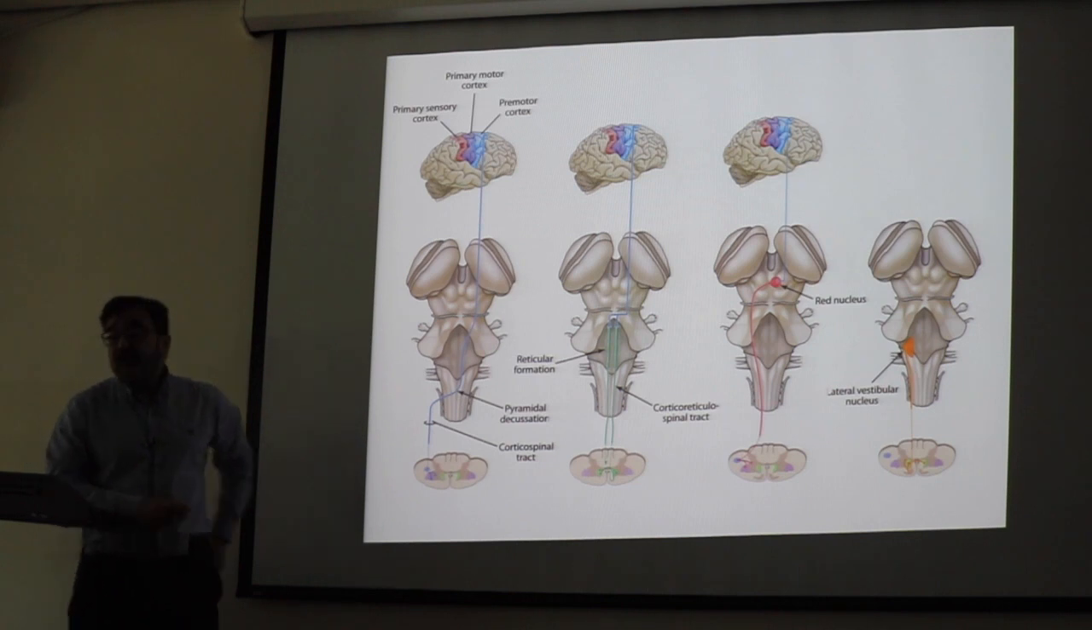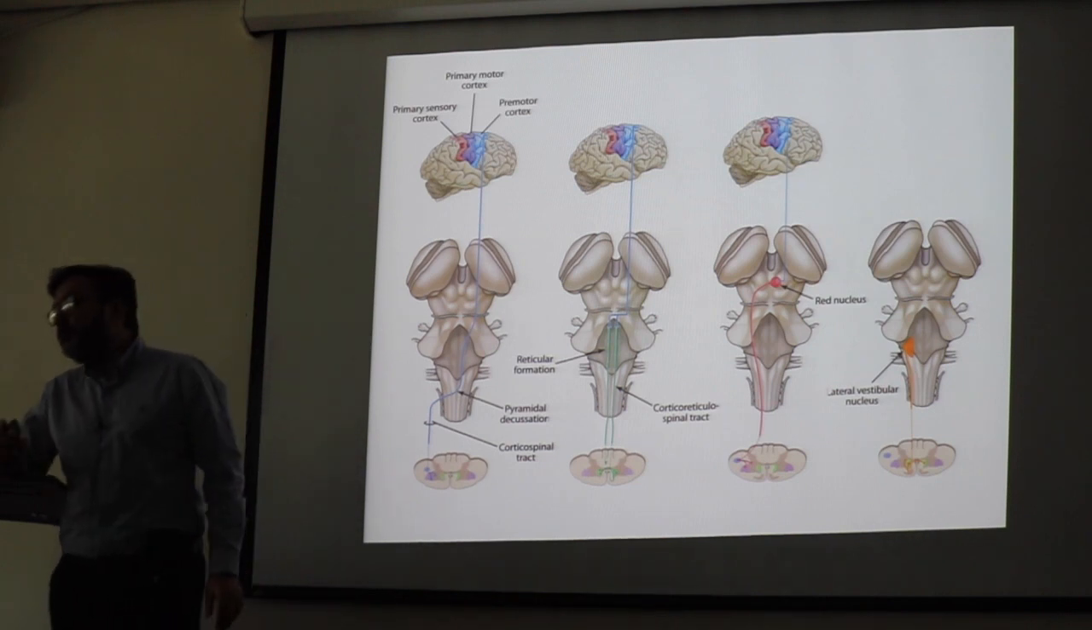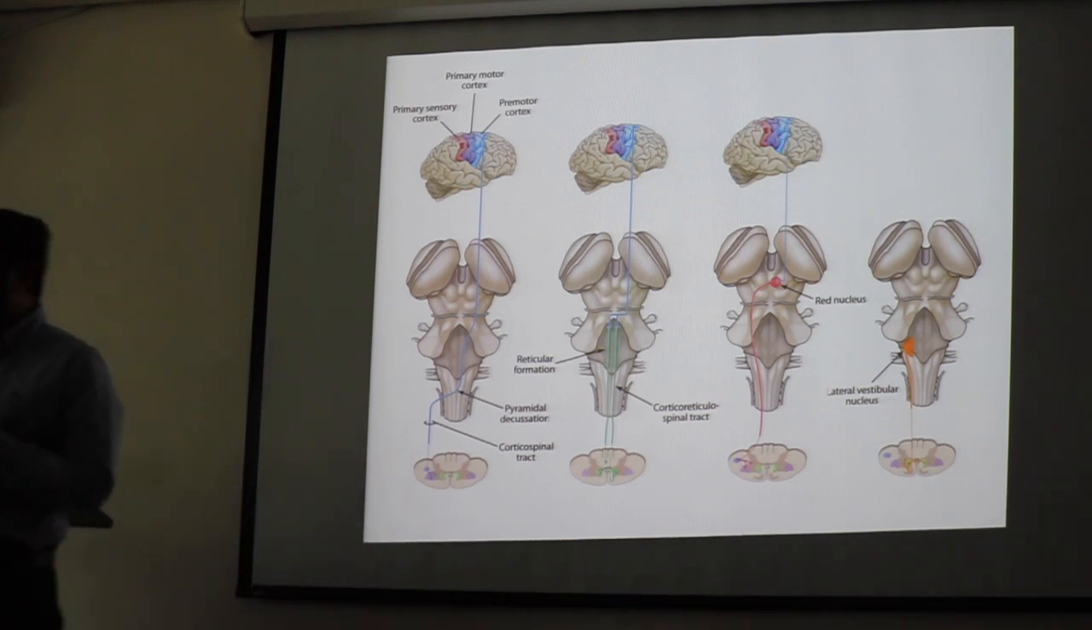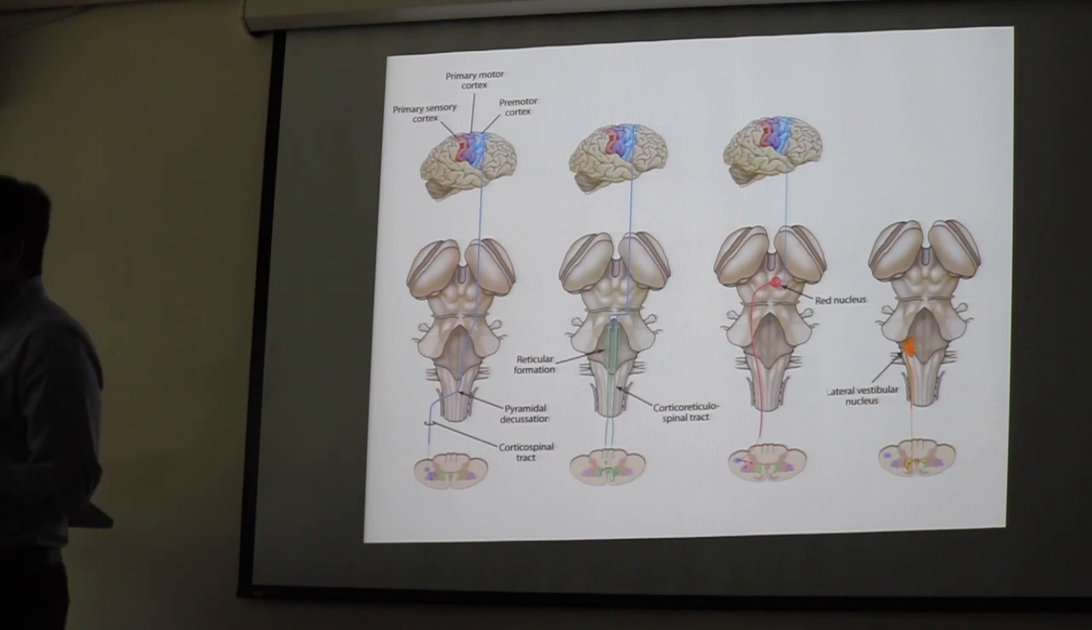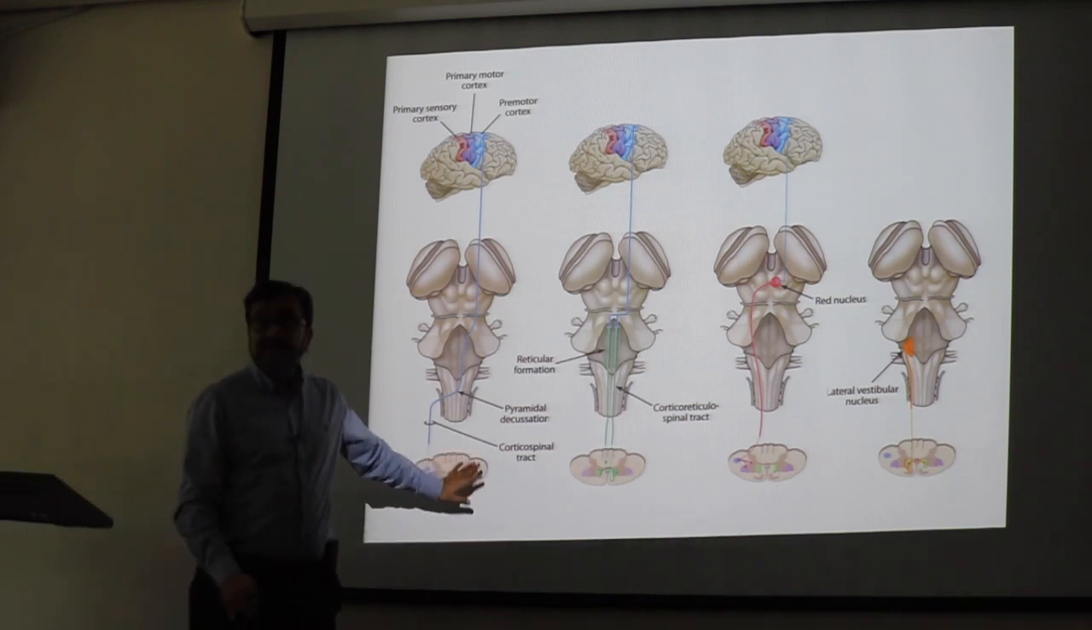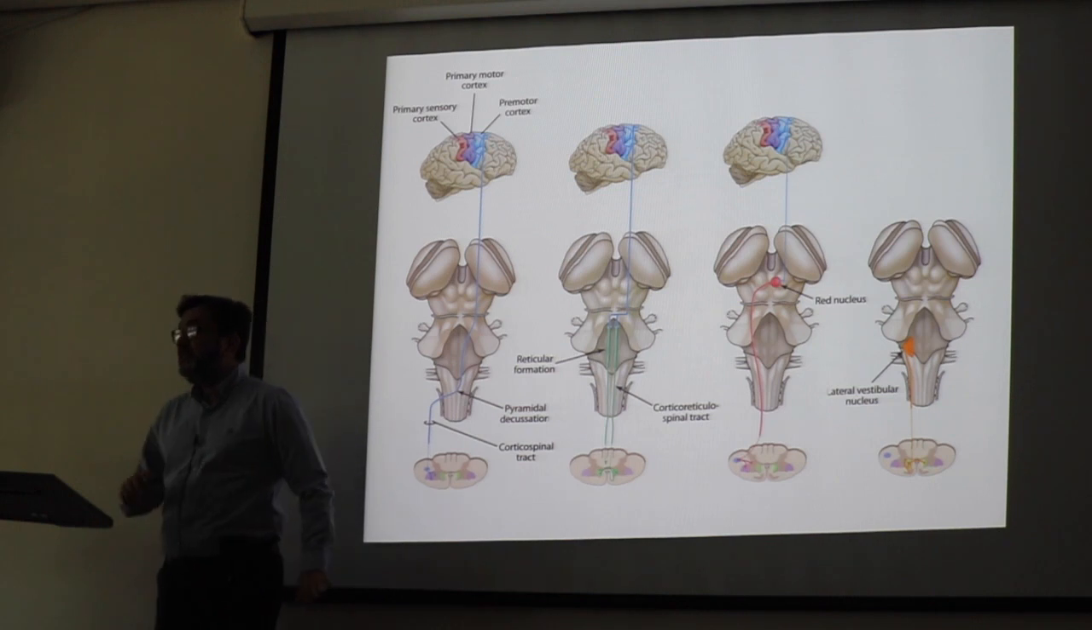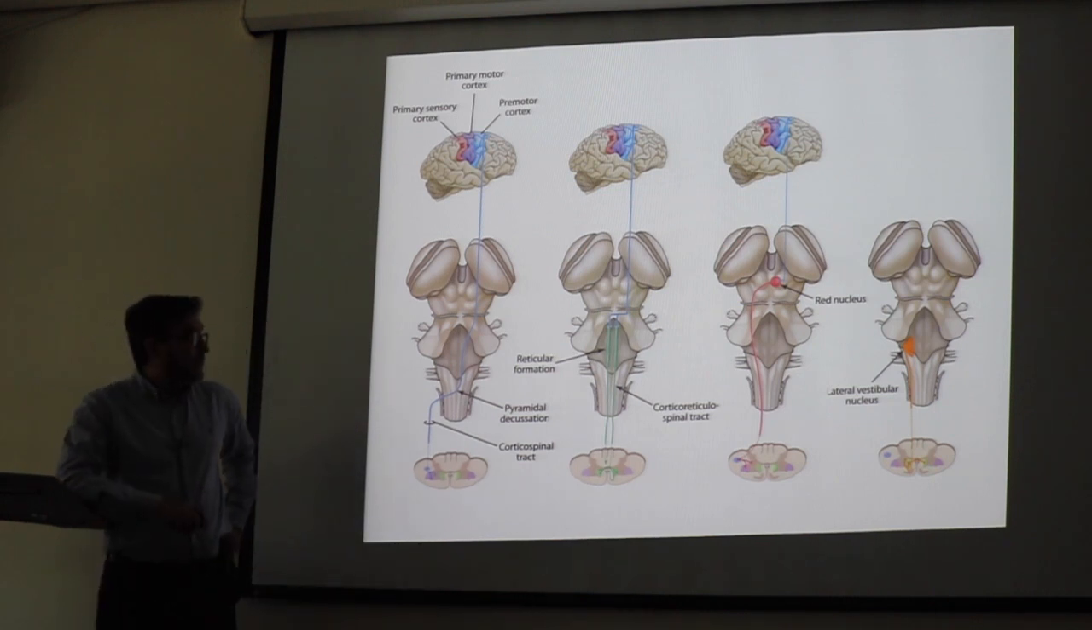There are three other tracts in the motor system which you should know. One is the reticulospinal, the other is the rubrospinal, and the third one is the vestibulospinal. Reticulospinal, rubrospinal, and vestibulospinal are together called the extrapyramidal pathway. Corticospinal is the pyramidal pathway, the other three are extrapyramidal pathways.